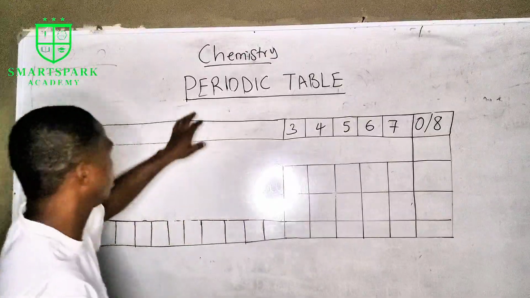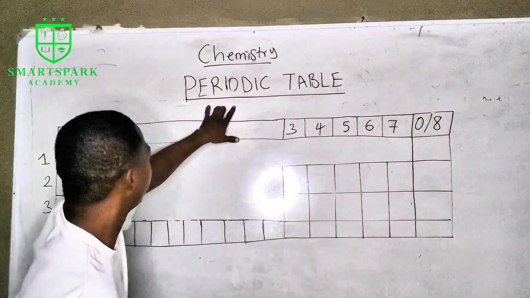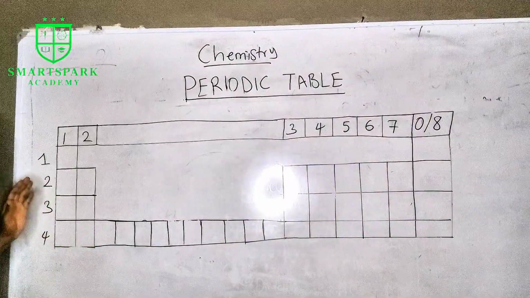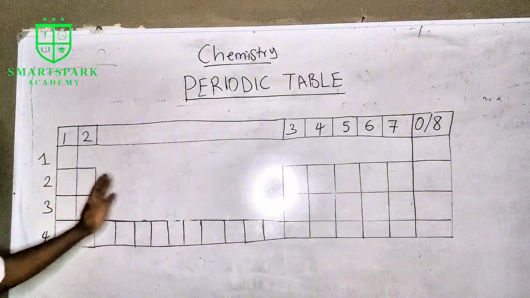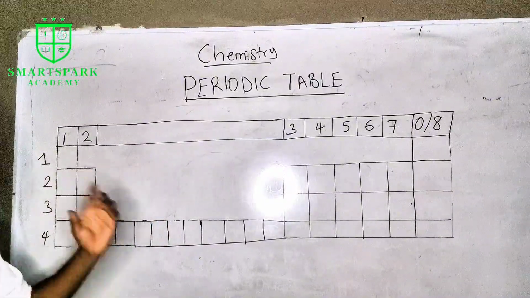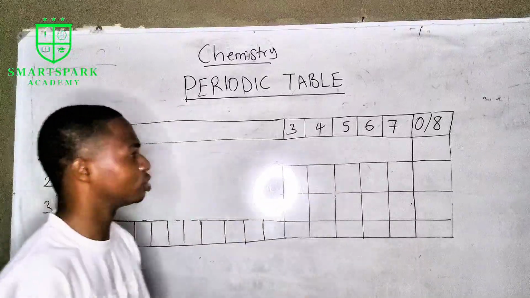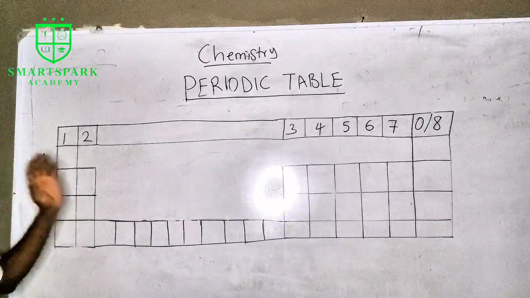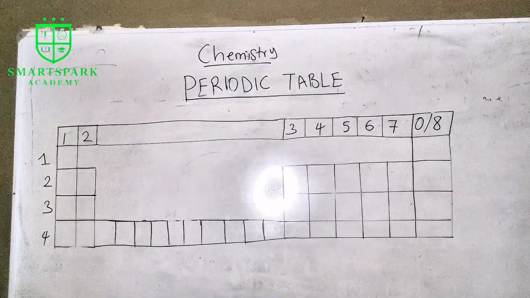Today we'll be taking chemistry, the periodic table. So we'll be filling this periodic table. That's why I left it empty. When we fill it, you will understand why the periodic table is important. You will understand the first 20 elements and how to fill them.